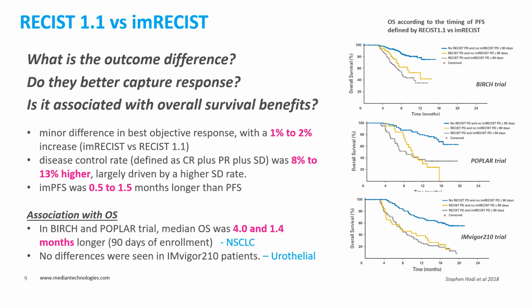And how about the association with overall survival? So the study also evaluated the difference when we compare IMPFS versus PFS associated with overall survival in the atezolizumab trials. Among all patients, approximately one third of them were alive and had RECIST 1.1 progressive disease within 90 days of involvement. In the BIRCH trial and POPLAR trial, which have both lung cohorts, the median overall survival was 4 months and 1.4 months longer in patients with PD based on RECIST 1.1 compared to PD based on both criteria. However, there was no difference seen in the FIR cohort.